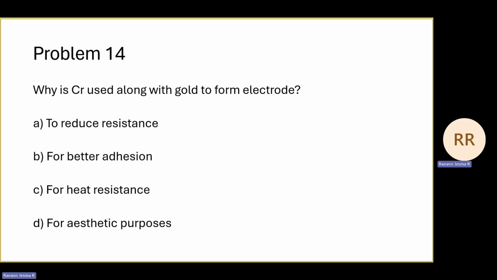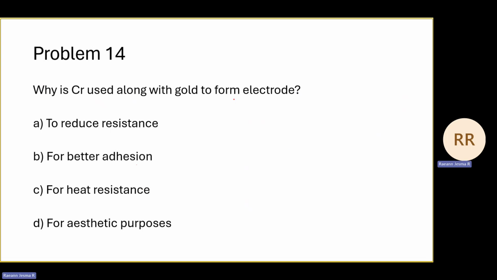Next, we'll move on to problem 14. Why is chrome used along with gold to form electrode? Option A, to reduce resistance. Option B, for better adhesion. Option C, for heat resistance. Option D, for aesthetic purposes. So what do you think is the correct answer?